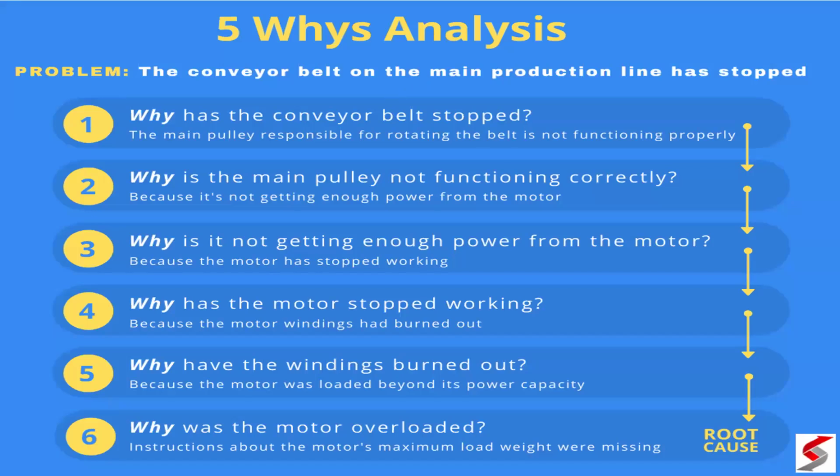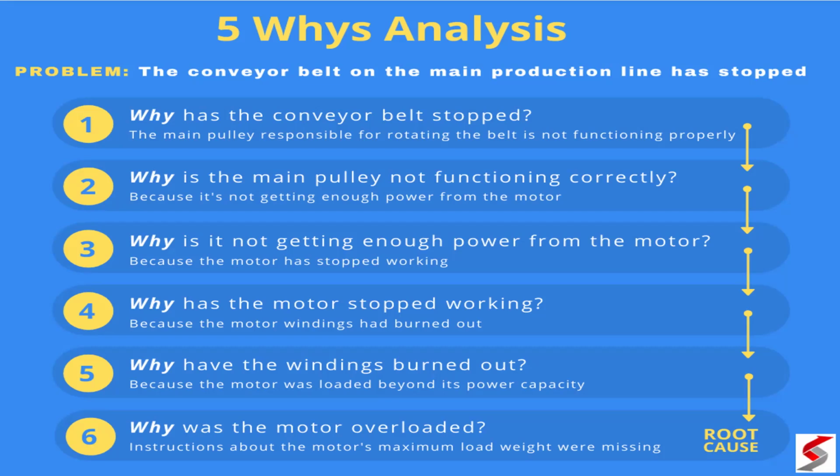What's the problem? The conveyor belt on the main production line has stopped. This is not a health and safety incident. This is an operation incident in a production manufacturing organization. Now, why has the conveyor belt stopped? The main pulley responsible for rotating the belt is not functioning properly. Now, why is the main pulley not functioning correctly? Because it does not get enough power from the motor.